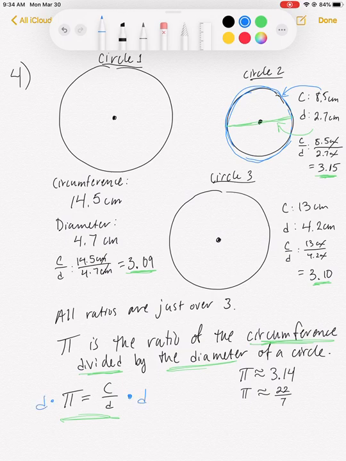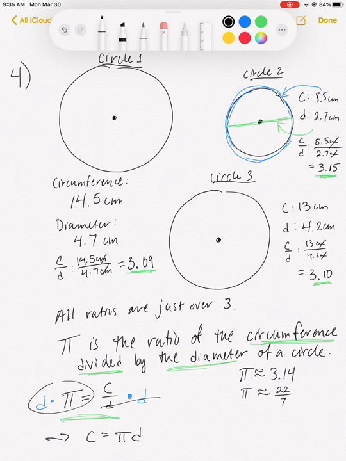Apologize for that. Multiply by d. Okay, the d's will simplify there. And we have the circumference is equal to pi times the diameter. Okay, so I'm taking this part here. And we know that pi is 3.14 or 22/7. The diameter is easy to measure.